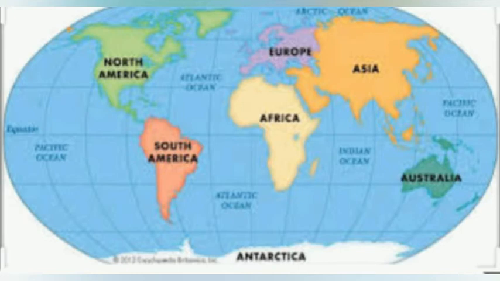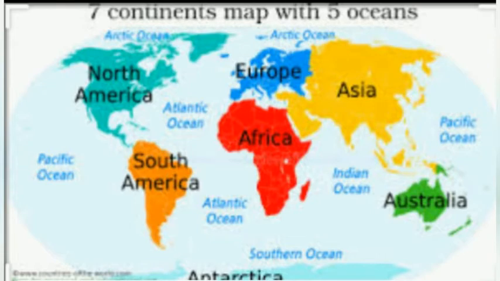The land bodies of the Earth are called continents. There are 7 continents in the world: Asia, Africa, North America, South America, Antarctica, Europe, and Australia. Asia is the largest continent and Australia is the smallest continent. Which is the largest continent? Yes, Asia, and the smallest, Australia. Now let's move on to the next topic, oceans.